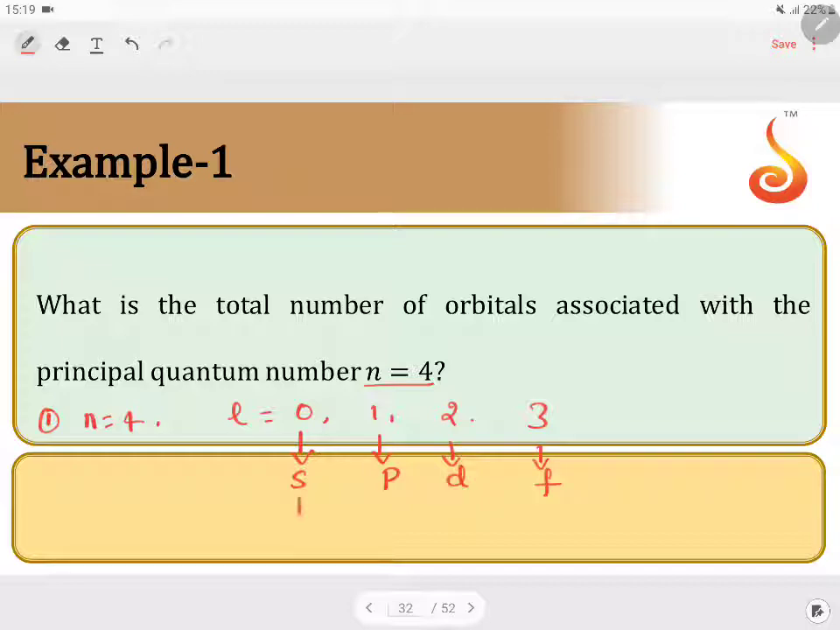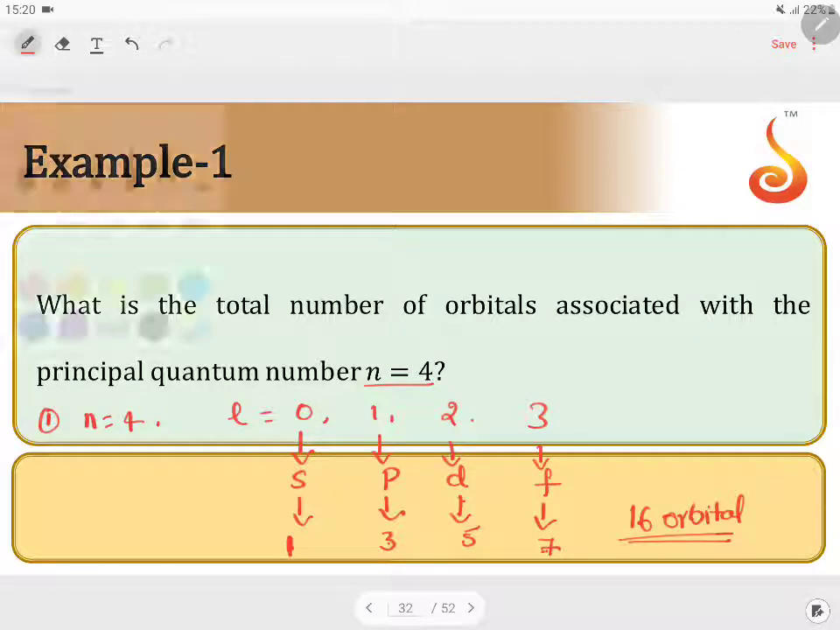Now if you consider s, there is only one orbital. If you consider p, you have 3 orbitals, d you have 5, and if you consider f, there are 7. So totally, counting it, it's 1 plus 3 plus 5 plus 7, so you have 16 orbitals. This is method number 1.